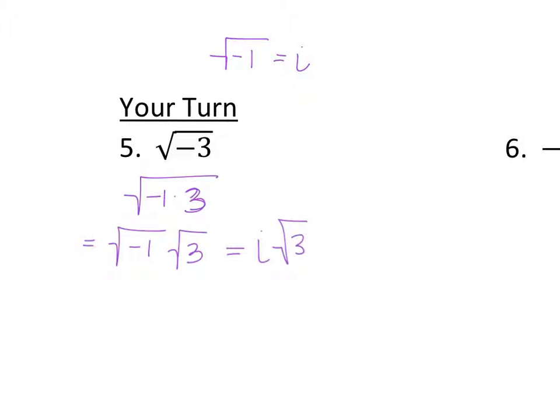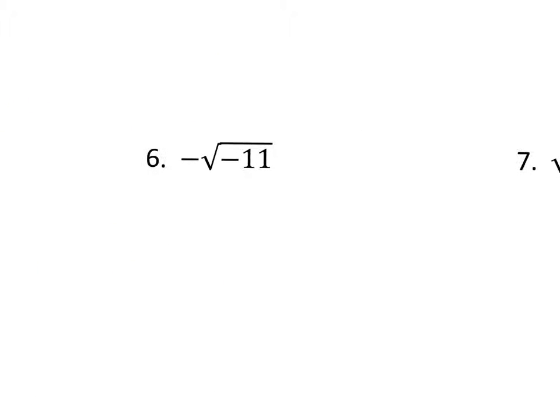So if we move on to number 6, I can say that number 6 is going to be negative square root of -1 times 11. And because of what I did in number 5, I can say that that -1 is actually going to become an i. So I get negative i, because I still have this negative here, so I have to bring it down, square root 11.